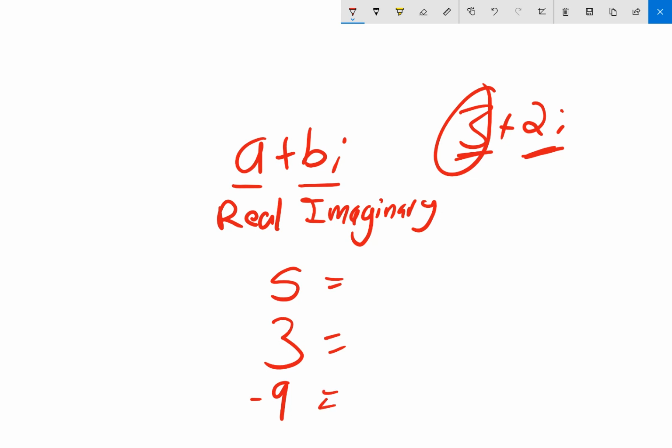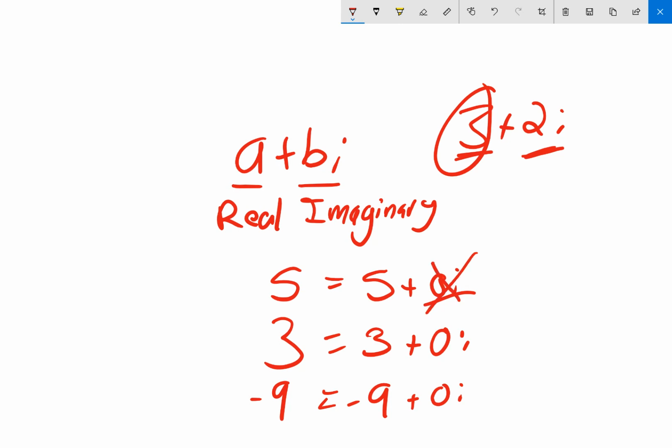What about B? B says every real number is a complex number with an imaginary part of 0. So 5 is the same thing as 5 plus 0i, 3 is the same as 3 plus 0i, and -9 is the same as -9 plus 0i. Now this is true, actually. This is the right answer, because if the imaginary part is 0, there is no imaginary part. So 5 is the same thing as 5 plus 0i. It's a complex number whose imaginary part is 0, and it's the exact same thing as the real number 5. That's what B is stating.